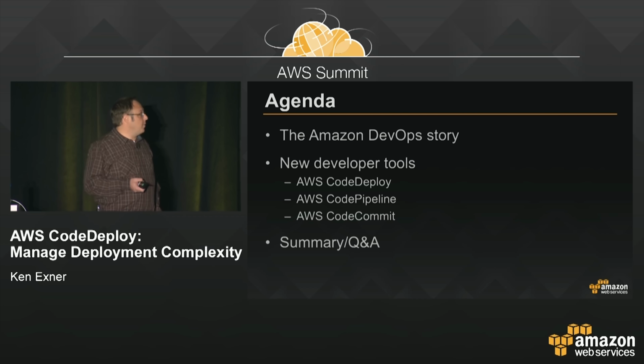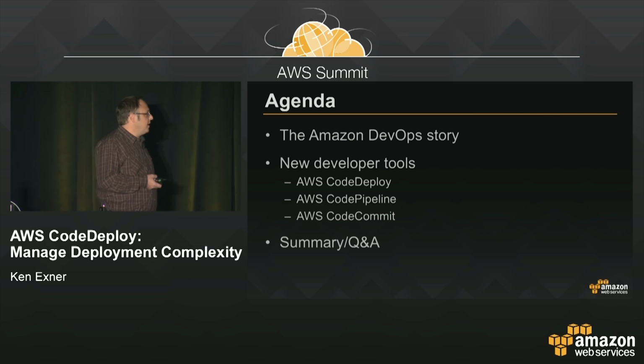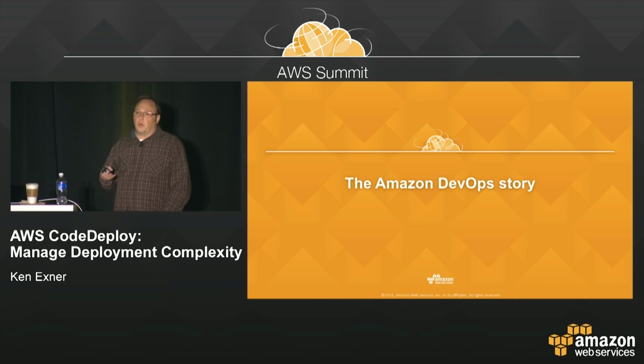Three products I'm going to talk about are AWS CodeDeploy, the new deployment system that we launched last November, AWS CodePipeline, and AWS CodeCommit. At the end, I'll finish with a summary and some Q&A if there's time. But first, let's talk about the transformation that Amazon went through to get to DevOps.